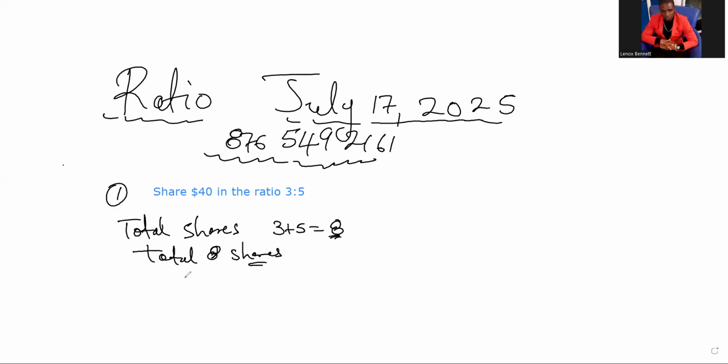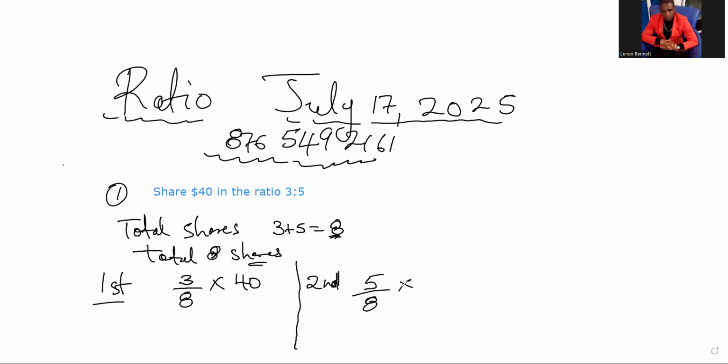Let us say the first person is going to get 3 out of the 8. And that's what it is. And then we times this by 40. While the second person is going to get how many? How many shares would the second person get? The first one is going to get 3 out of the 8. How many would the 5? So it's 5 out of the 8.